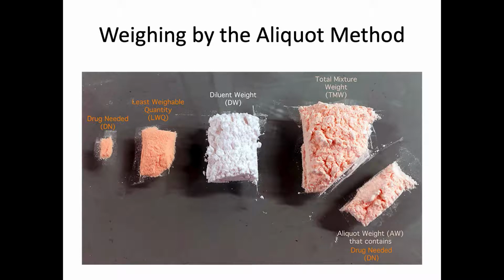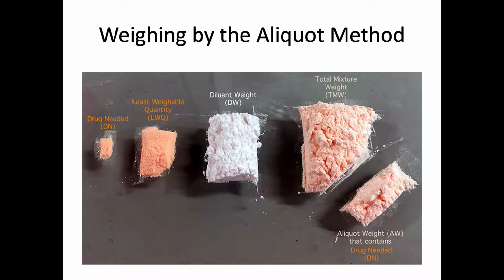Okay, so if I weigh more than I need, and that least weighable quantity has more than I need, look at it, it's much larger than that small amount. What I can do is then weigh an additional ingredient, and you see the white powder in the middle, I just call it diluent weight. That's, in this example, lactose. It's an inert powder. So I can weigh a large amount of diluent.